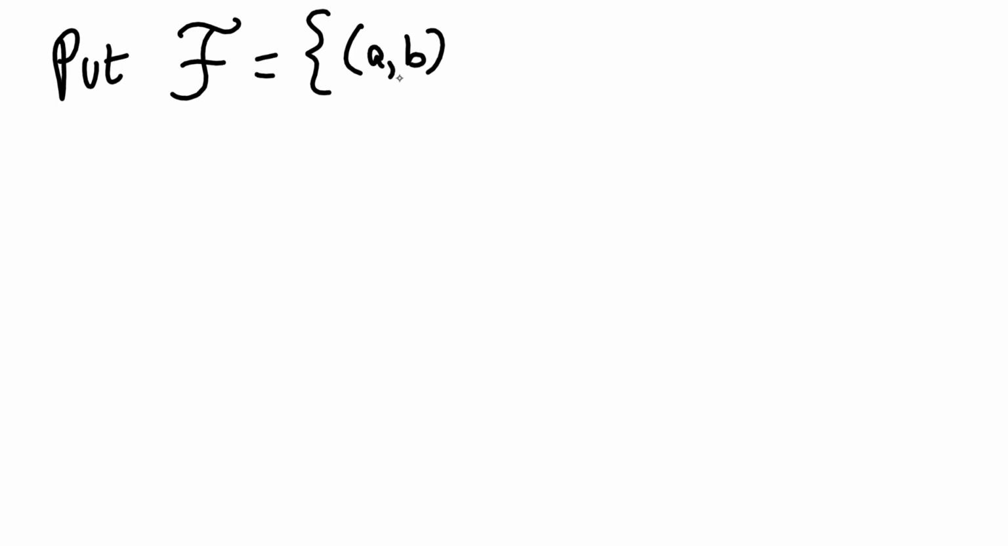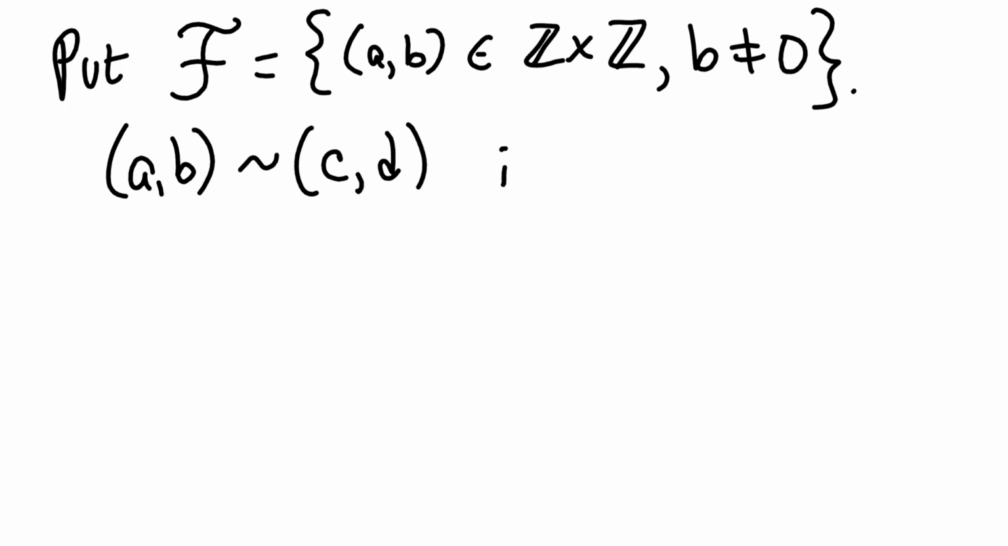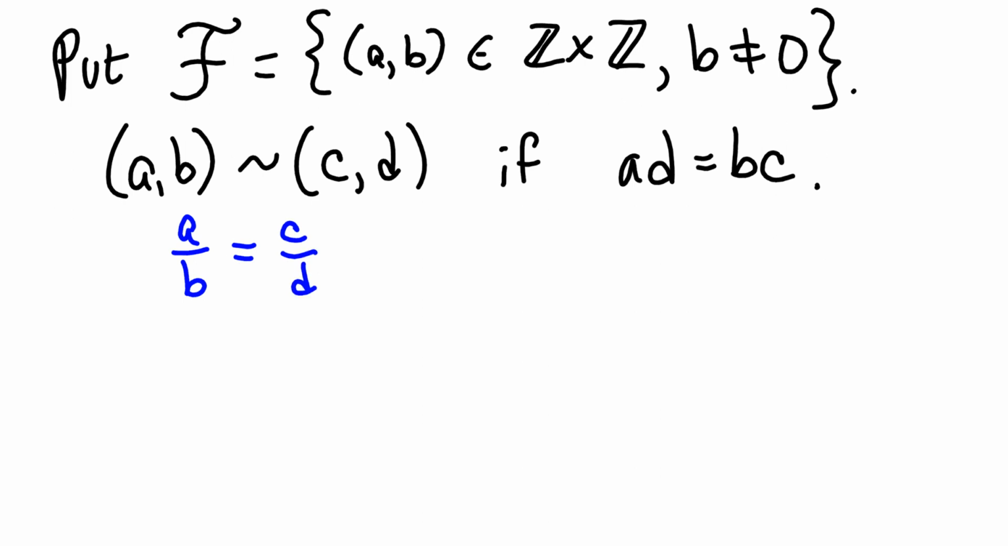pairs (A, B) in Z cross Z, where B is not 0, and it will be obvious soon why B cannot be 0. And we are going to say that the ordered pair (A, B) is related to the ordered pair (C, D) if A times D equals B times C. And it should be obvious. We say that A over B is equal to C over D if AD equals BC.